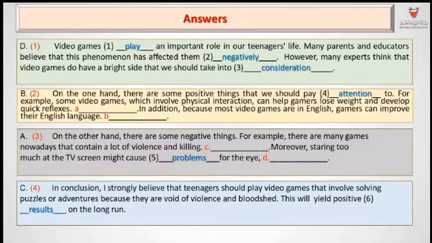C is paragraph four. In conclusion, I strongly believe that teenagers should play video games that involve solving puzzles or adventures because they are void of violence and bloodshed. So here I am expressing my opinion. This will yield positive results. So we have yield positive results. So this is the collocation on the long run. So this is a very short for and against essay about the advantages and disadvantages of video games.